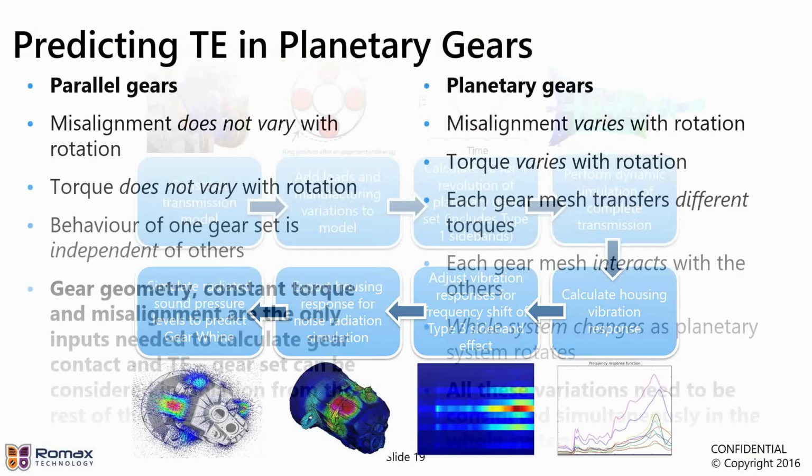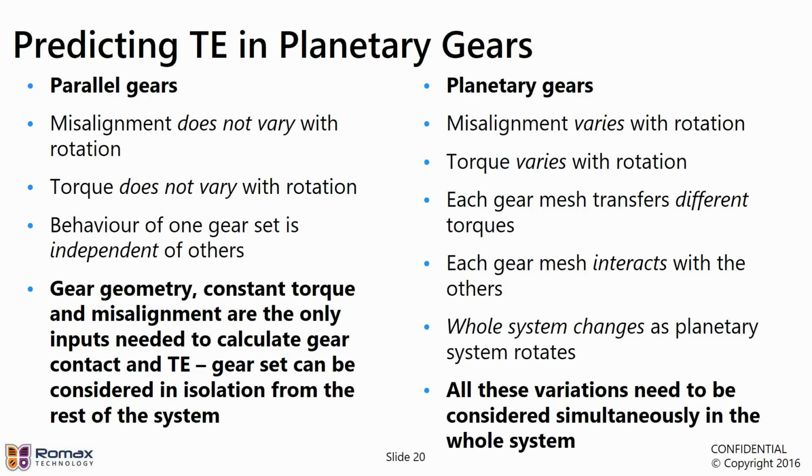I mentioned the difficulties in looking at transmission error in planetary gears. In our ordinary parallel gear sets, we can make some pretty good assumptions. These aren't always true, but most of the time these assumptions hold. Typically, the misalignment does not vary with the rotational position when we have parallel gear pairs. Typically also, in an average sense, the torque doesn't vary with rotation. And we can consider the behavior of one gear set as being independent of the behavior of the others in most cases. If we have a gear train, that's not really true, but in most cases that is the case.